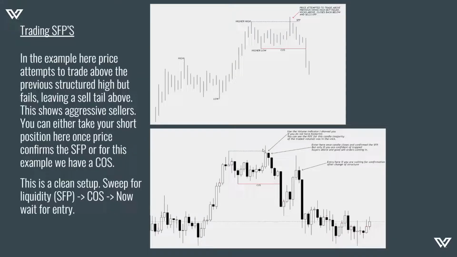Even in this example, this is the indicator I was talking about. Use the volume indicator I showed you. If you do not have footprint, you can see that the POC in this candle was in the wick, so the majority of volume traded was in the wick. Enter once the candle closes and confirms the SFP, but only if you're confident of trapped buyers above and good sell orders coming in. Obviously, if you want to wait for confirmation, you can enter on the retest of demand.